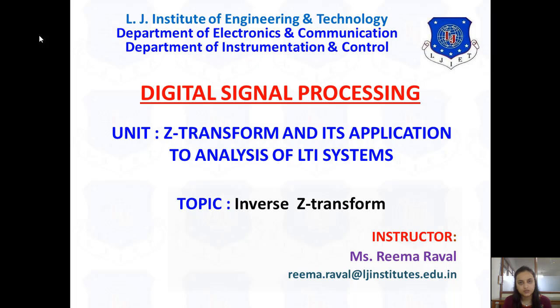In the previous sessions, we have seen the definition of Z transform, its types, and the Z transform of some standard signals, the properties of Z transform, and few examples based on the Z transform. Now, in today's session, we are going to perform inverse Z transform operations on the given X of Z. That means we have to obtain the original sequence from the given Z transform sequence. Okay, so let's start with that.